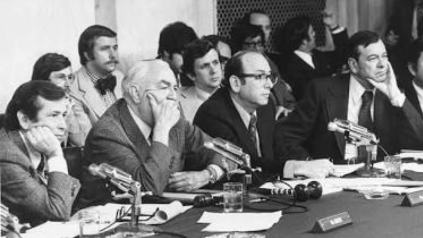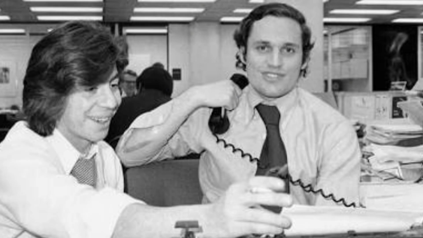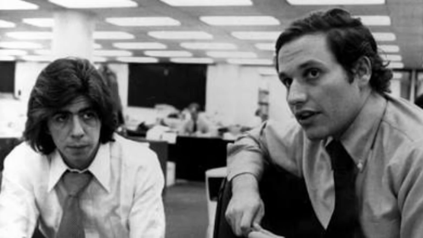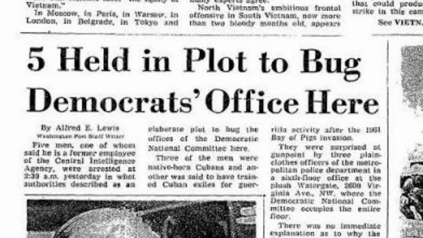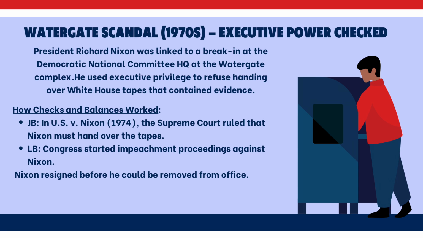That alone was bad enough, but the real issue wasn't the break-in itself. It was the cover-up. Nixon and his administration used federal agencies like the FBI and CIA to obstruct the investigation, trying to hide their involvement. But reporters Bob Woodward and Carl Bernstein kept digging, and the scandal started to unravel. The real turning point came when investigators discovered that Nixon had been secretly recording conversations in the Oval Office. Congress and prosecutors demanded that he hand over the tapes, but Nixon refused, claiming executive privilege, the idea that the president had the right to keep certain communications private.